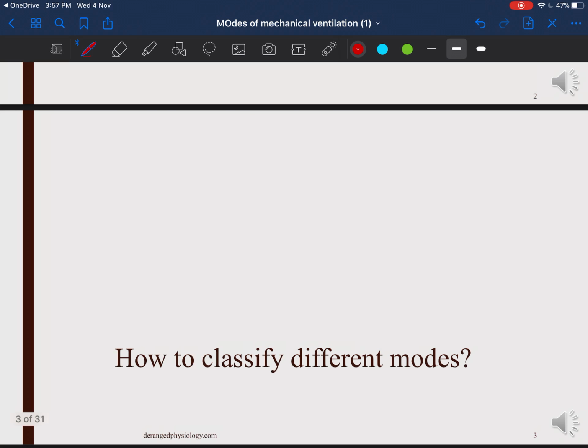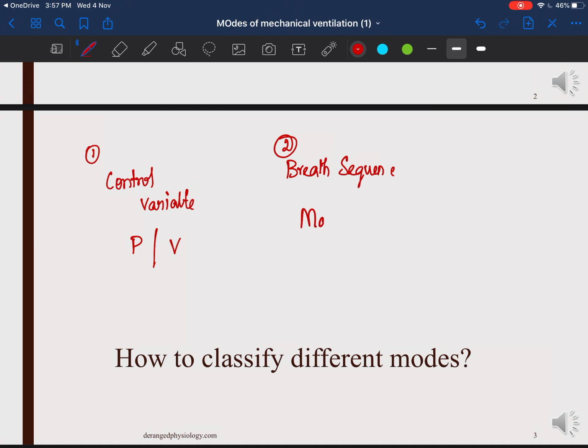There are three things that are necessary for you to classify a mode. One is the control variable. Control variable is your pressure or volume. Second is your breath sequence. Breath sequence is whether the breath achieved is a mandatory breath or a spontaneous breath. Third thing is target schema.